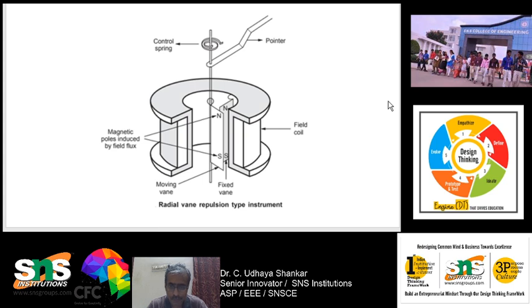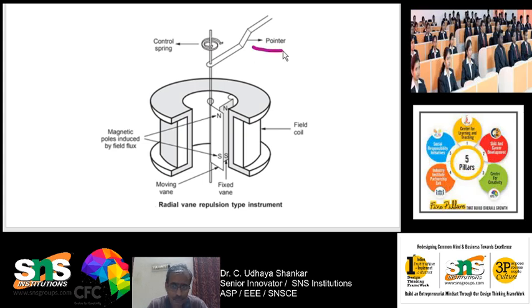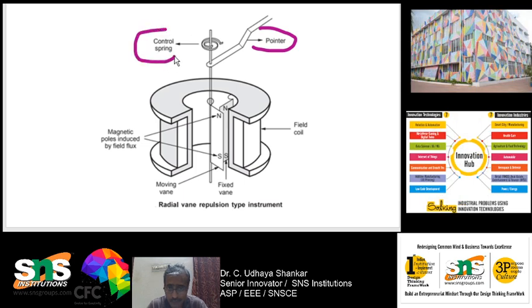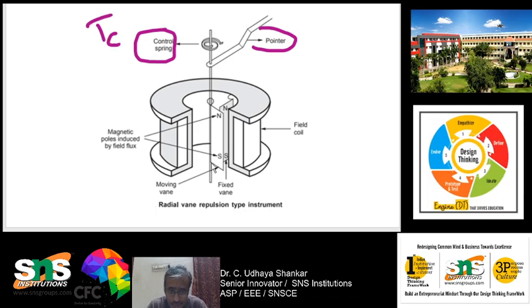So, what do you mean by repulsion type? Again you have the same thing. Here you can see the pointer, and here the control spring. You can see the side view also, the control spring. This is used to produce the control torque Tc, is it right? Control torque Tc, okay. And similarly here you can see the two different vanes.